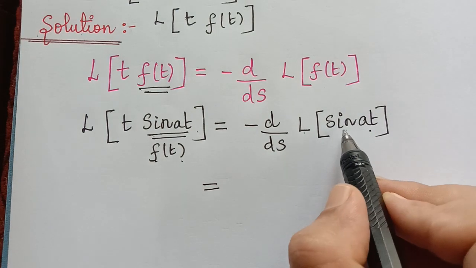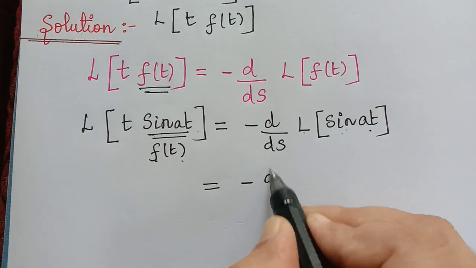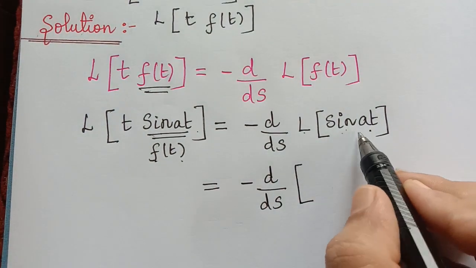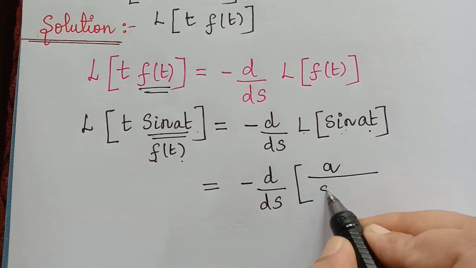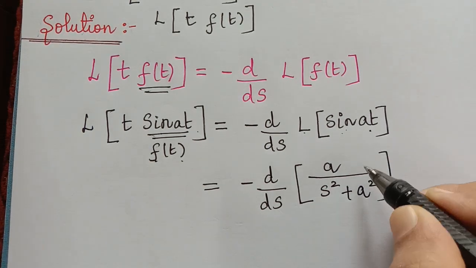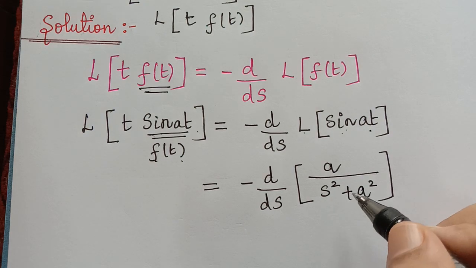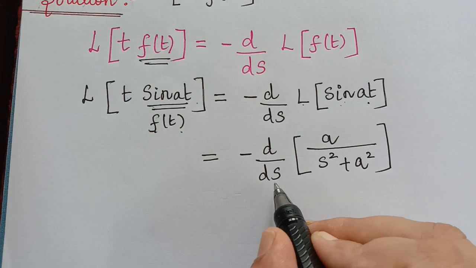Now, what is the Laplace transform of sine at? By the results using Laplace transform, we know that this will be equal to d by ds of the Laplace transform of sine at, which by the formula is a divided by s square plus a square. So this is the result that we already know. Now we have to differentiate this with respect to s.